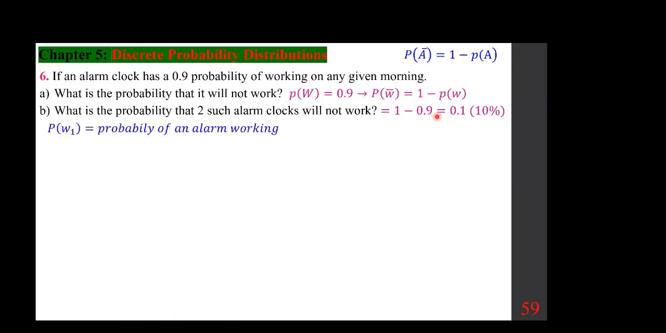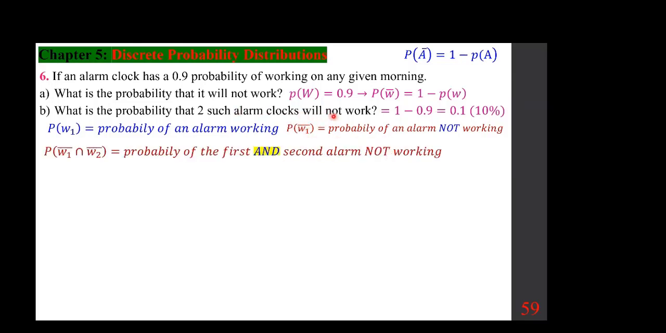Probability that the first one works, probability of W, let's say sub 1, and the one with the not bar at top of it, the probability that it won't work. What is the probability that two such alarm clocks will not work? What is the probability that both of them fail in this manner? Probability of the first and the second alarm not working.